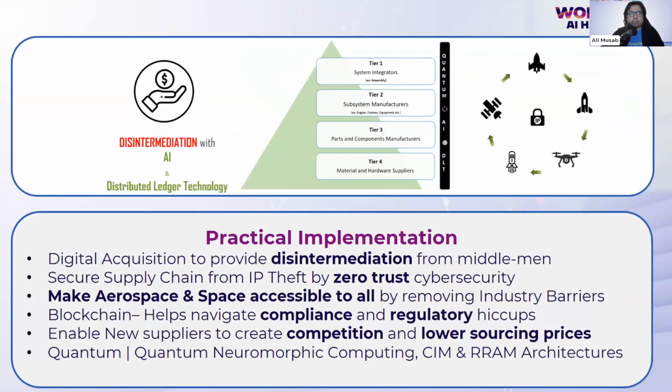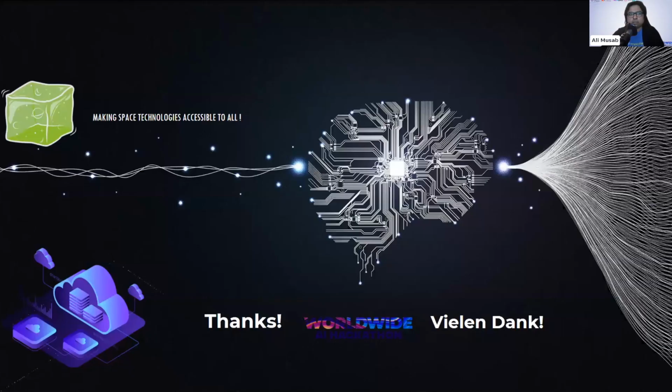The practical implementation: disintermediate the supply chains from middlemen by using AI and blockchain technologies, provide a zero trust cyber secure platform against intellectual property theft, help companies navigate the compliance and regulatory issues through a shared, immutable, and transparent blockchain distributed ledger, enable new entrants to enter this conservative market and create competition, provide quality at lower prices, leverage quantum computing and compute in-memory architectures for AI algorithms, and eventually make space and aerospace technologies accessible to all.